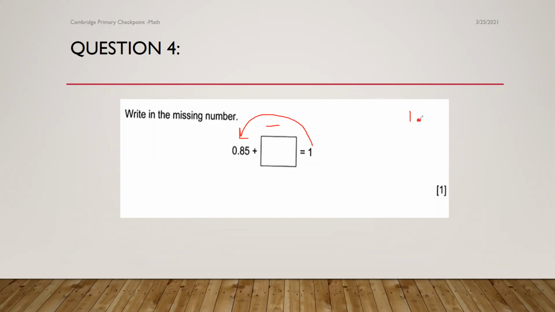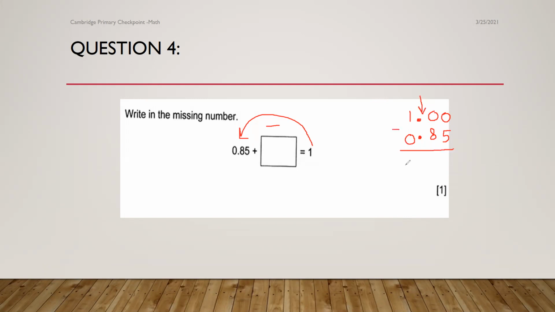We can write 1.00 minus 0.85. Make sure you write the decimal point in the correct place. So it should be one under the other, right? Now I'm going to subtract.